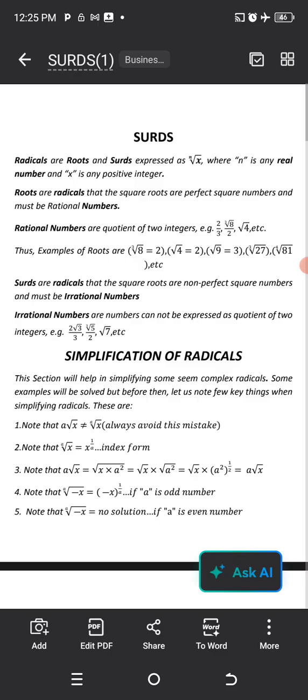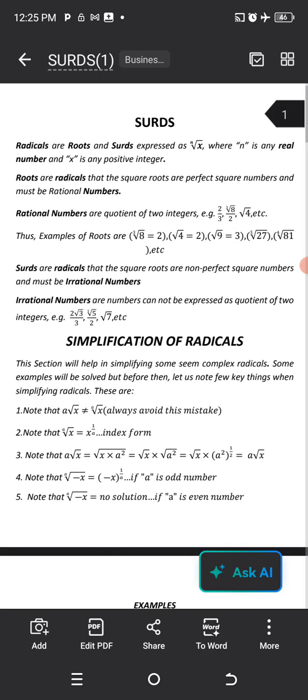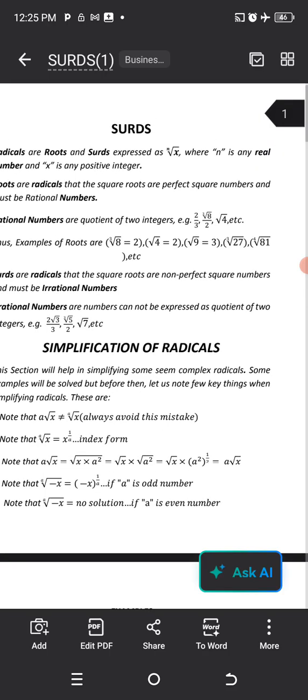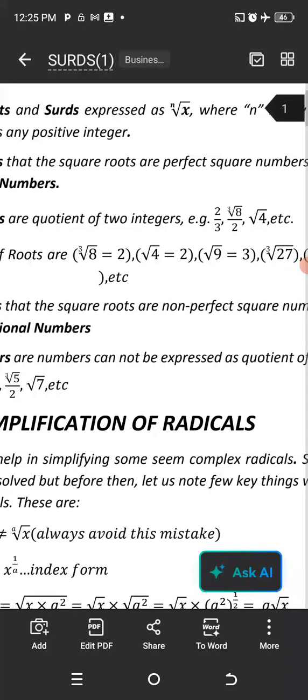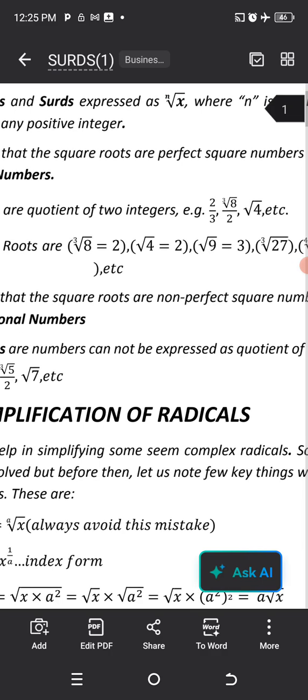Roots are radicals whose square roots are perfect square numbers and must be rational numbers. So what are rational numbers? Rational numbers are quotients of two integers, such as 2 over 3, the cube root of 8 over 2, where the cube root of 8 is actually 2, and the square root of 4.